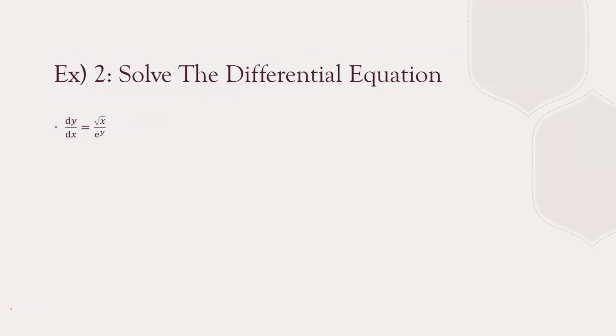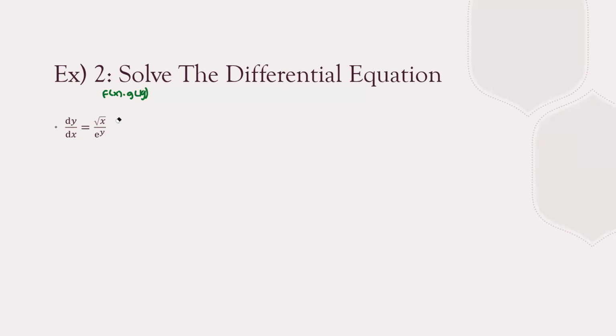Example 2 says solve the differential equation. So we have dy over dx equals square root of x over e to the y. Now we've got to check it is a differential equation. Is it separable? Yes. Even though it's not in the f of x times g of y form, you can rewrite e to the y as e to the negative y. That makes it separable, but I'm just going to leave it like that. So I know it's separable.